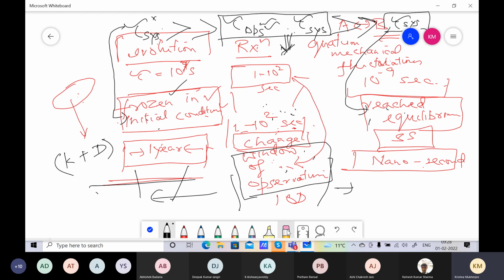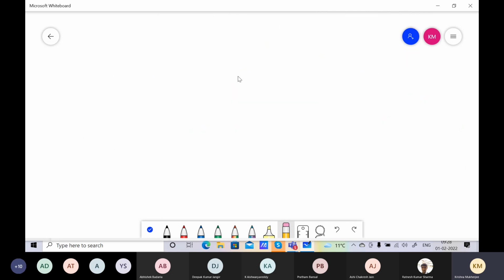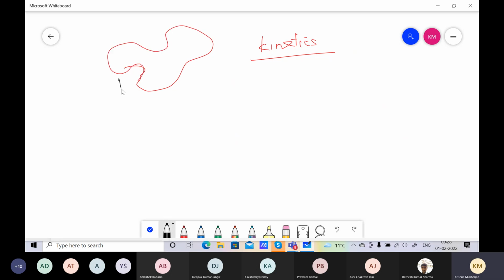Let us say, for example, let us apply it for the very simple case of the kinetics that I will teach you. I will teach you kinetics, and all of my kinetics teaching will essentially assume that here is one protein molecule, and this is, say, the pocket where the substrate binds.